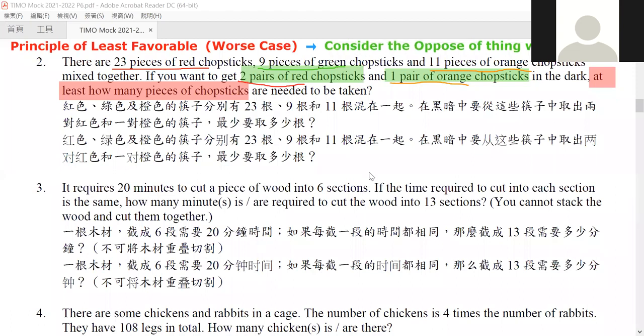Okay, so now what do you mean by that? Because in here we have 2 conditions that we would like to talk about. We have 2 pairs of red chopsticks and 1 pair of orange chopsticks. Well, what is the reverse of this? What's the opposite of this? The opposite of this is not 2 pairs of red chopsticks and a pair of orange chopsticks.